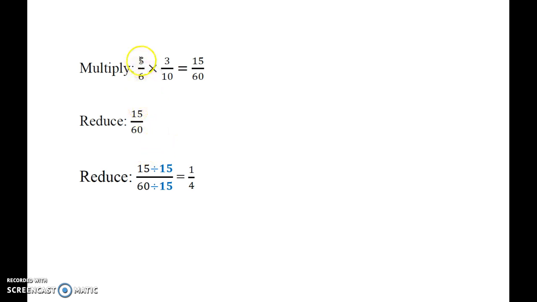So let's take a look at this one, right? 5 over 6 times 3 over 10. If we multiply it out regular, we get 5 times 3 is 15. 6 times 10 is 60. And then we're going to want to reduce 15 over 60. And we could look and say, okay, well, maybe we could divide both of them by 3. We could divide both of them by 5. That's better. But it turns out that if you can divide by both 3 and 5, you can also divide by 15. So we're going to divide by 15. That's our biggest one. And when we divide the top and the bottom by 15, we get 15 divided by 15 is 1. 60 divided by 15 is 4. So 1 over 4 is the correct answer, and that's what we're looking for.